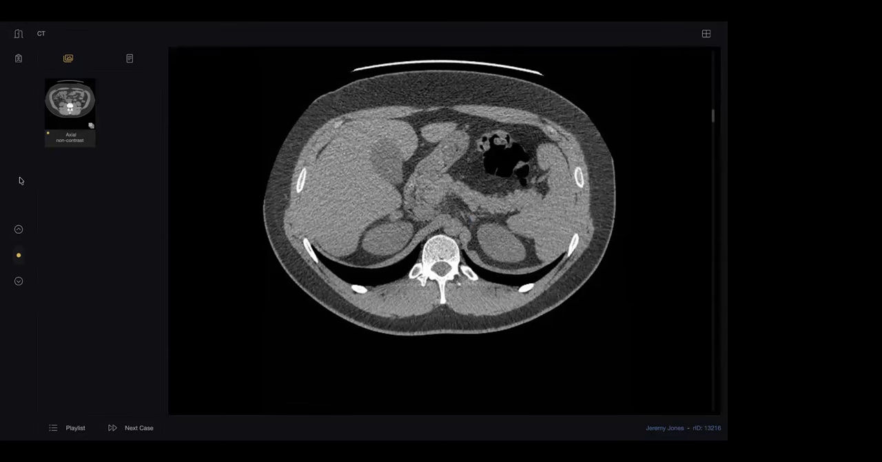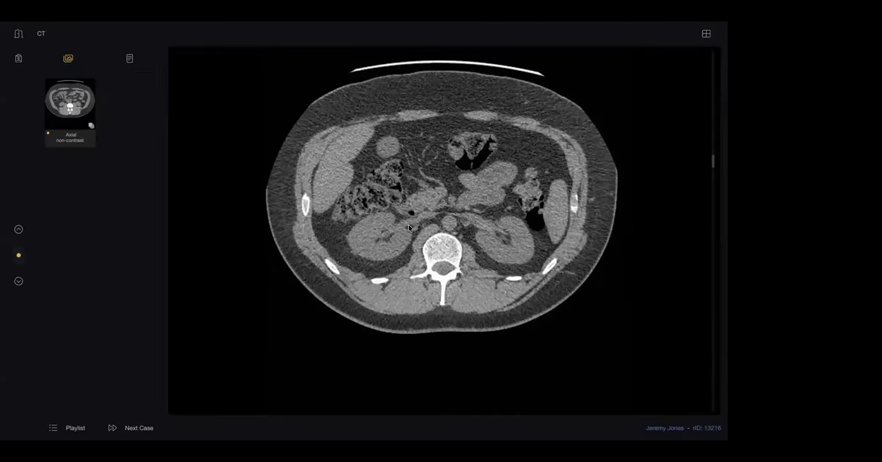And someone said gallbladder. Does anyone know where the gallbladder sits? Where is the gallbladder? Yes, next to the liver, under the liver. Can you guys see this here? That's your gallbladder. This is your liver. This is your gallbladder. Can you guys see it?